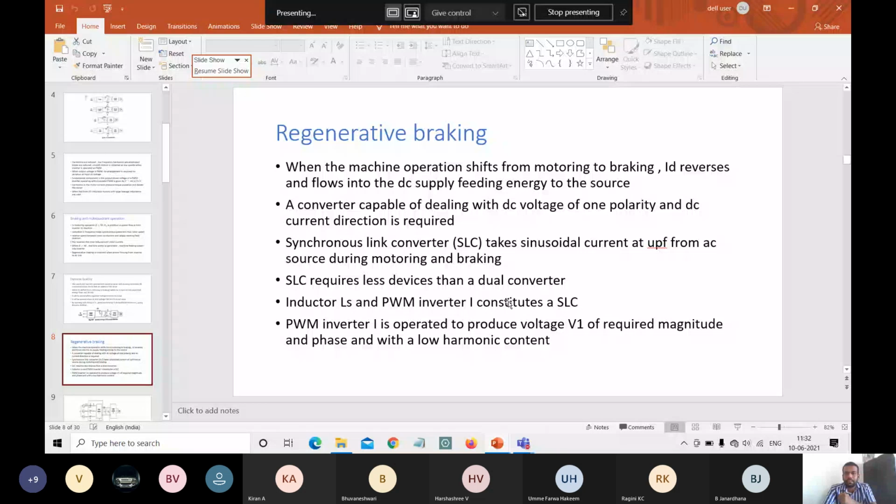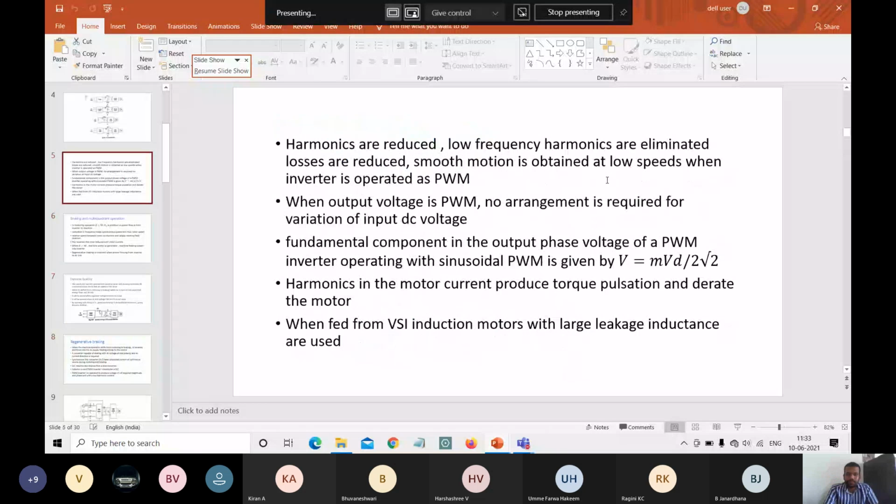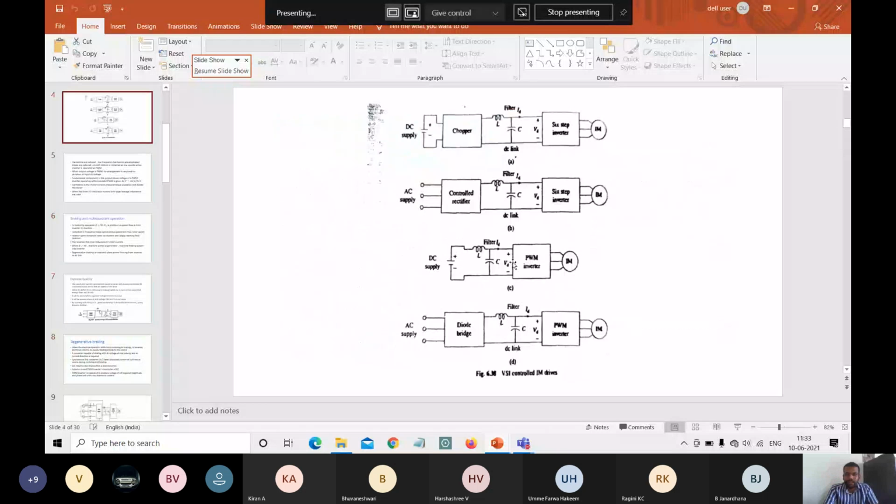So that is, the DC supply feeding energy reverses into the source. That we can see in this module, 6.38C. So by using this we can do regenerative braking. This module we can use for regenerative braking by using pulse width modulator. So this is best suited for dynamic braking, and this module is best suited for regenerative braking.